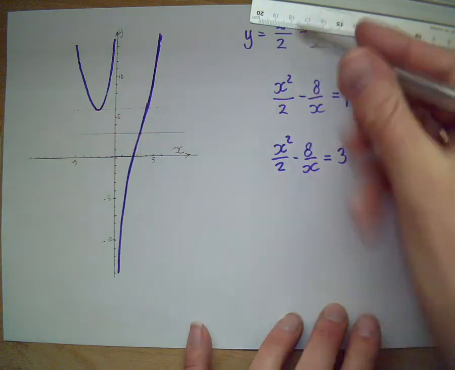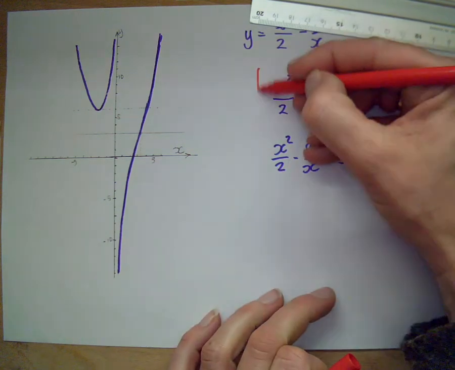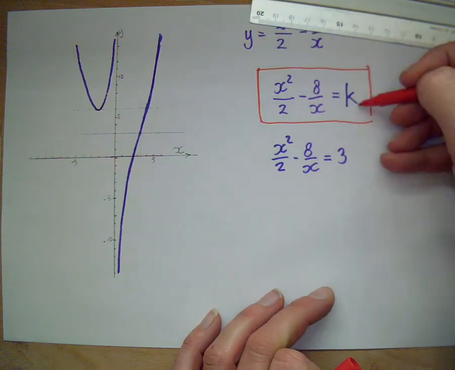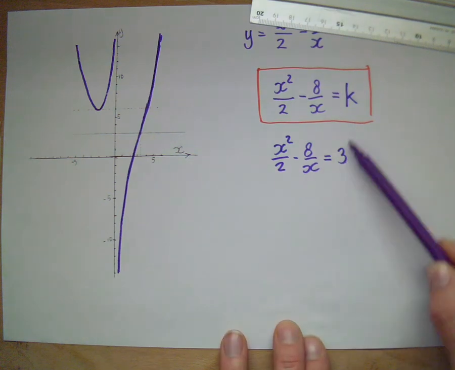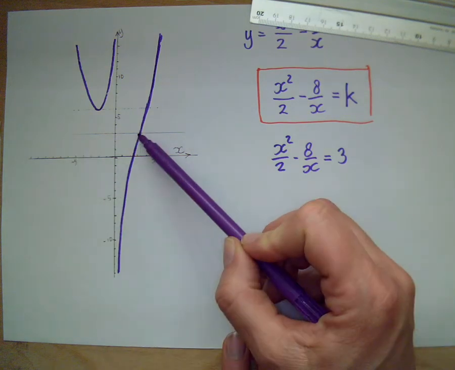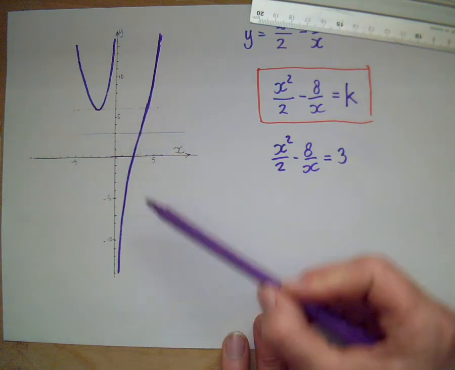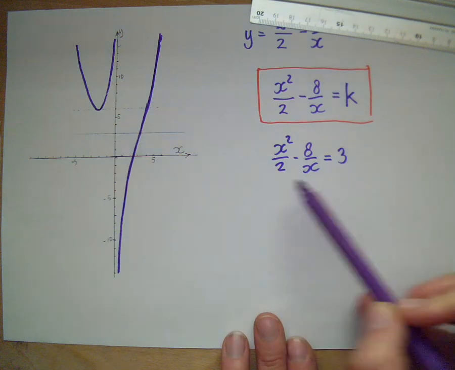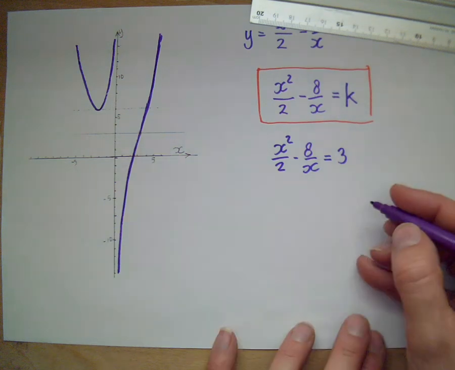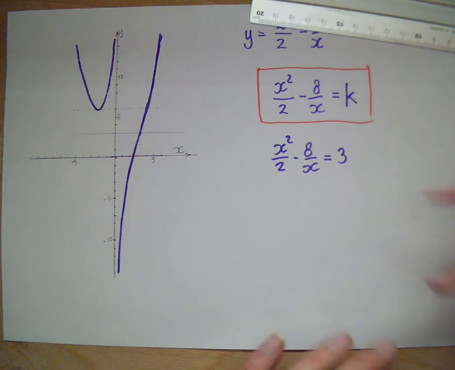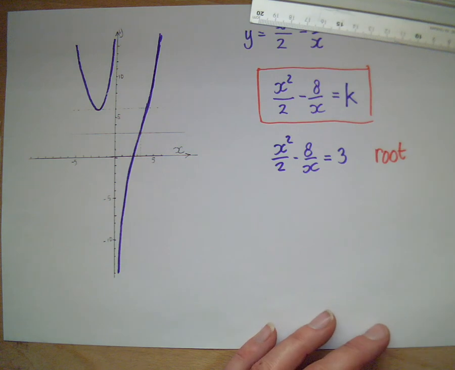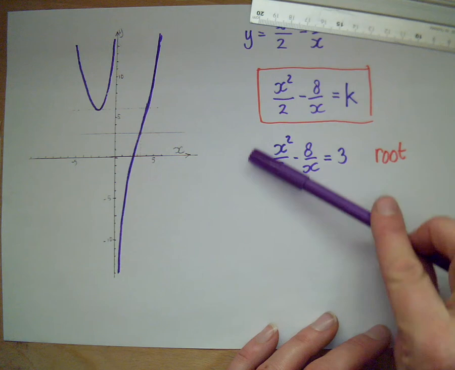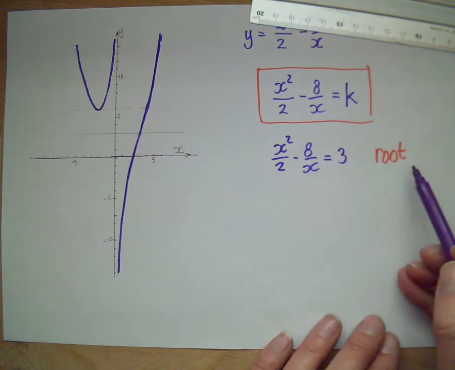So this is our big equation where we can just plug in numbers for k. If I pick 3 as my constant, we've seen it hits there. There's one x value that makes that true. There's one root. So the x value is what we call the root, right? The solution. The x value that is the solution that makes this true. We call them roots, don't forget.